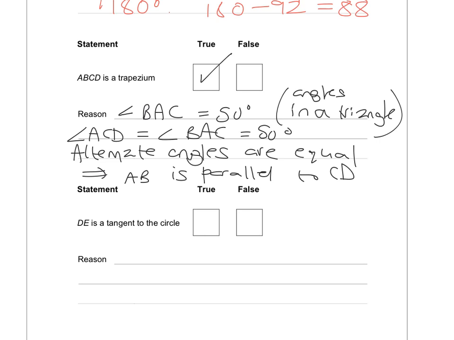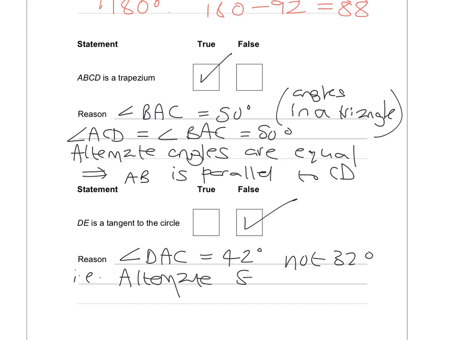Finally, the last statement, DE is a tangent to the circle, false, and our reason for that is that angle DAC is equal to 42 degrees, not 32 degrees, i.e. the alternate segment theorem does not hold.